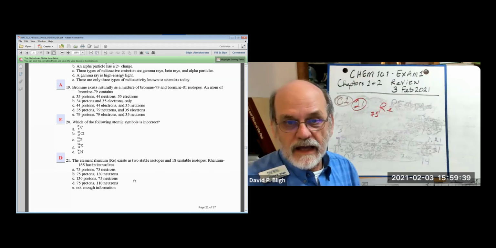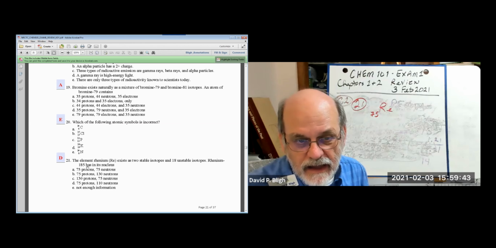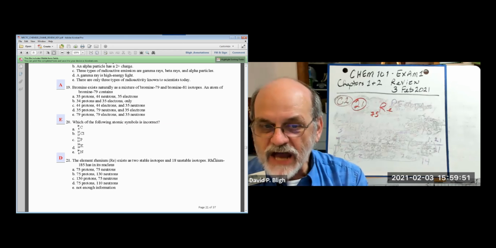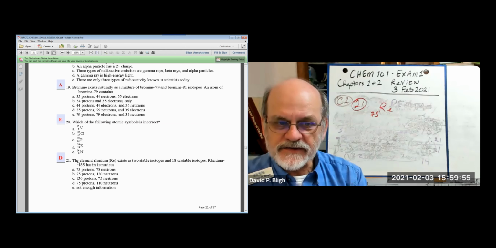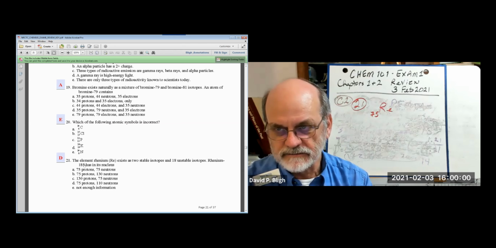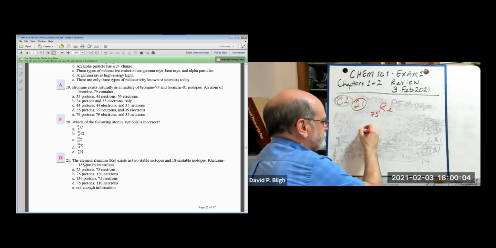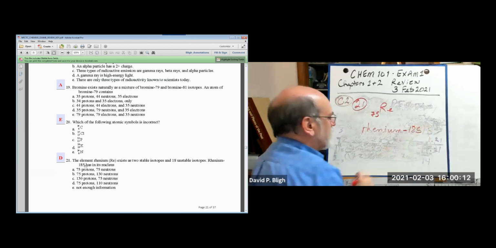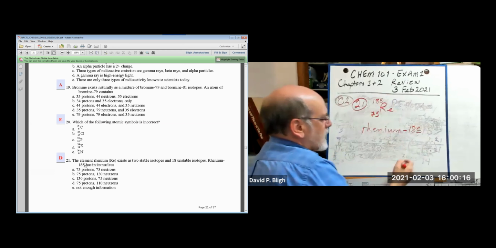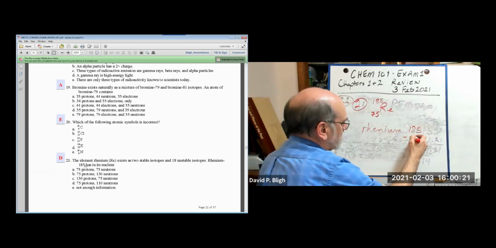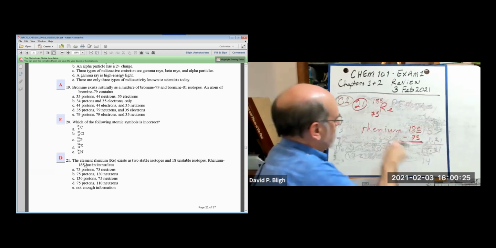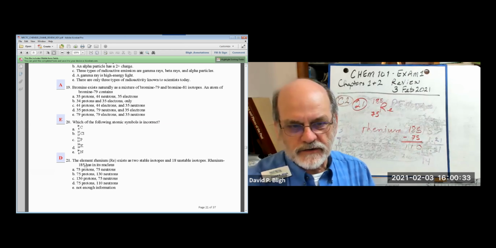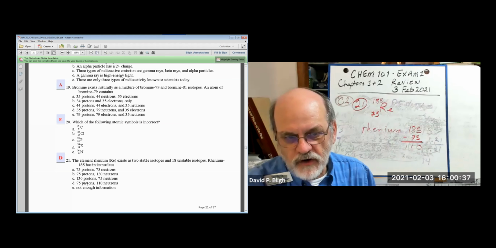Okay, and we're told that 185. When we say rhenium 185, when we say the name of the element dash 185, what do we mean? This is the mass number for that isotope, 185, when we say it that way. So subtract the number of protons from the total and you get the number of neutrons. So there are 110 neutrons. 75 protons, 110 neutrons. D is the answer to 21.